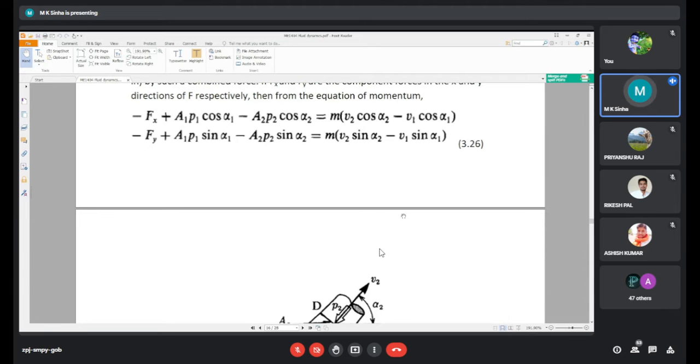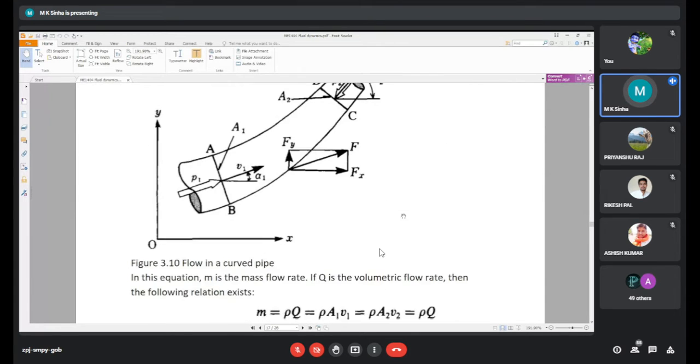Similarly, in the y direction: minus Fy plus A1 P1 sin alpha 1 minus A2 P2 sin alpha 2 is equal to m, the mass of the fluid, which remains the same. The velocity changes due to the change in cross-sectional area, and that is why it gives these reactions. So m times v2 sin alpha 2 minus v1 sin alpha 1. So these are the results.